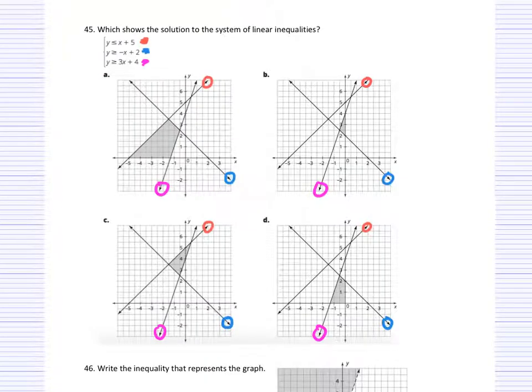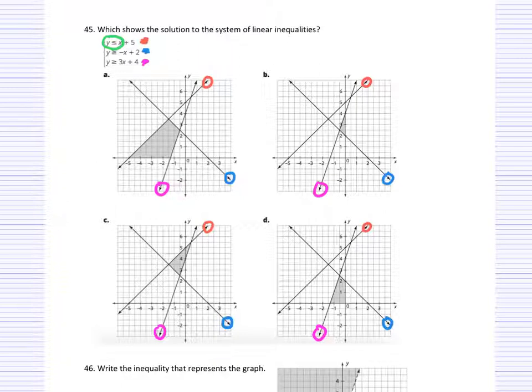For number 45, I went ahead and color coded the inequalities. I put the top one in red, the second one blue, and the bottom one purple, so you can see they're matching lines below. We are worried about the shading because all the graphs are exactly the same. The top one, the red one, says y is smaller than x. So I need to find the one that is shaded below the red line. A is shaded below the red line. B is shaded below the red line. C is also shaded, and so is D. They're all shaded below the red line.